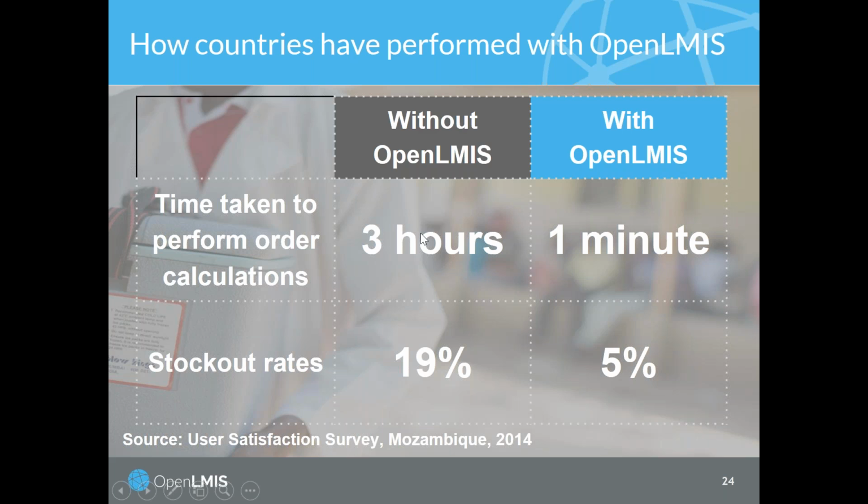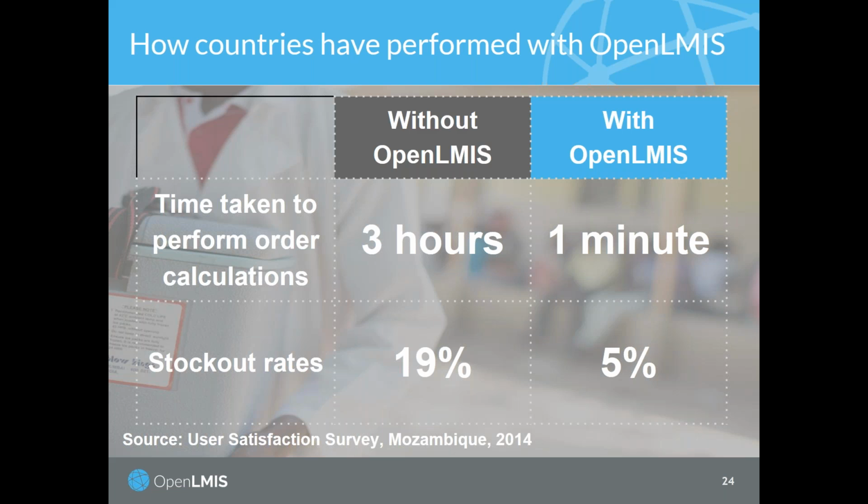So you've got a time taken to perform order calculations comparison of 3 hours or about 1 minute with OpenLMIS. And those 3 hours are a valuable amount of time for a healthcare worker. In 3 hours you can see a lot of patients and potentially save a lot of lives. So we think that this benefit is really important to help health workers get back to their core job, which is taking care of people.